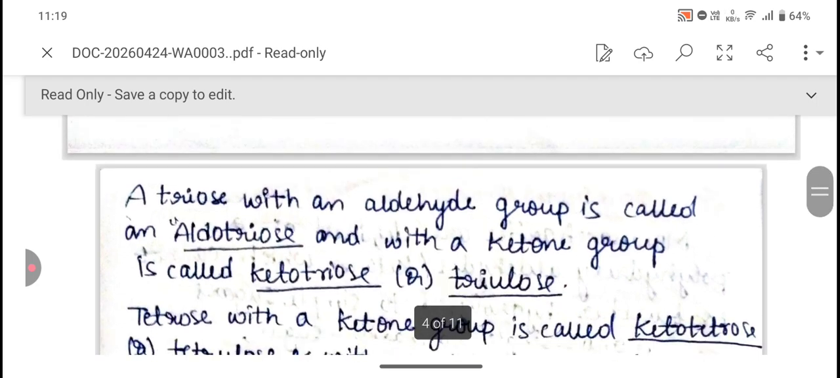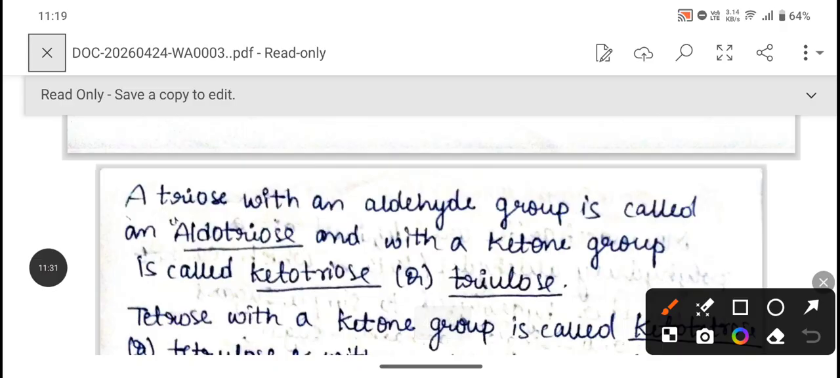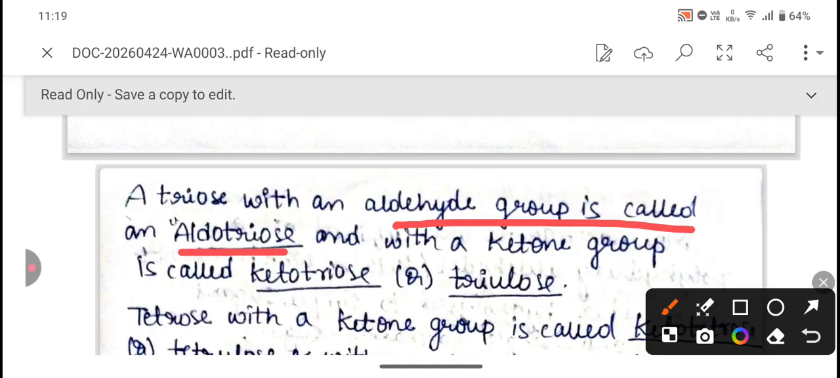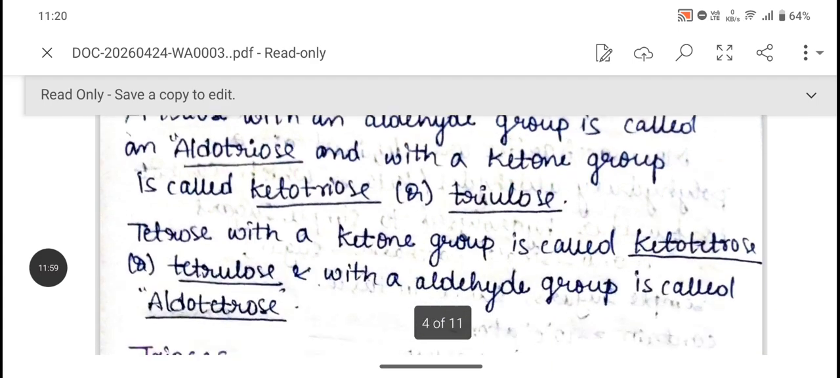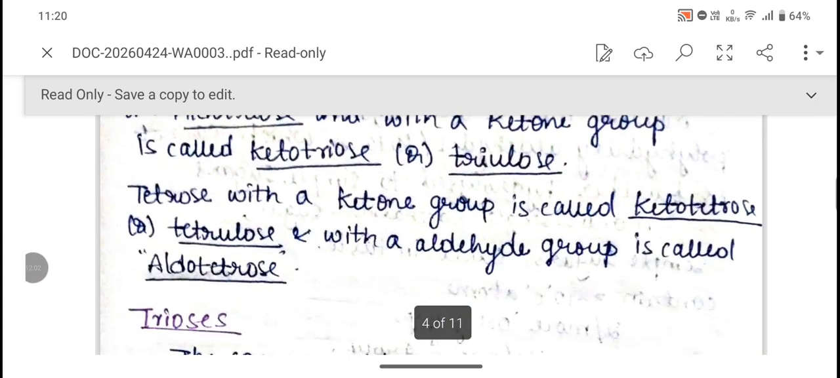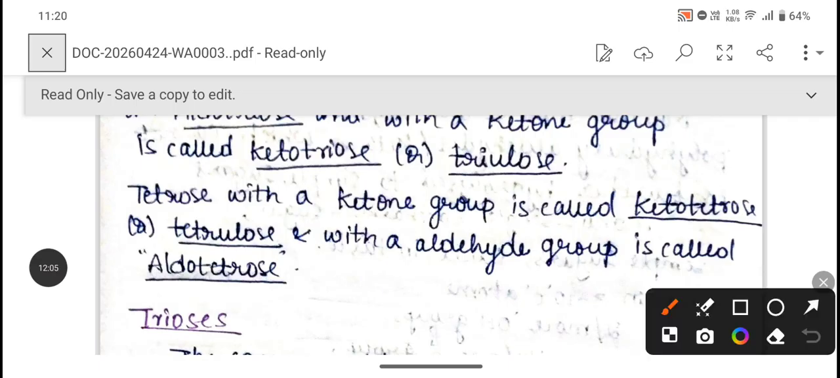Let's discuss what trioses are. A triose with an aldehyde group is known as an aldotriose, which means the triose consists of an aldehyde group, CHO. So CHO stands for an aldehyde group, aldotriose, and if it consists of a keto group, it is known as a ketotriose. The keto group is nothing but C double bond O. A tetrose with a keto group is known as a ketotetrose, and with an aldehyde group is known as an aldotetrose.